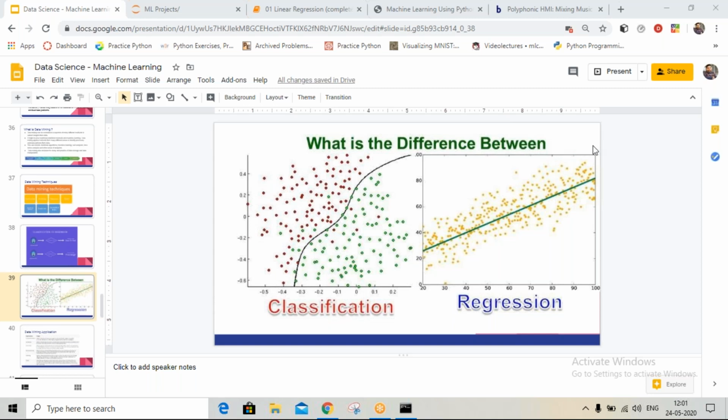In case of regression, suppose we have split the whole data into X and Y. X for training and Y for testing.